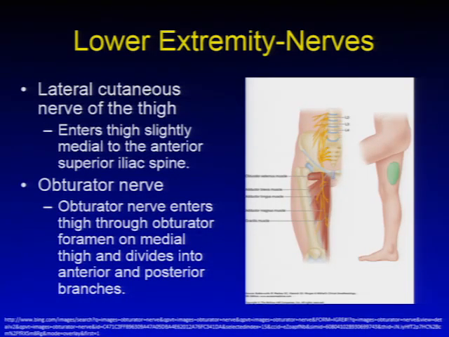The lateral cutaneous nerve of the thigh enters the thigh slightly medial to the anterior superior iliac spine. It provides sensory innervation to the lateral aspect of the thigh. The obturator nerve enters the thigh through the obturator foramen on the medial thigh and divides into anterior and posterior branches and provides sensation to the medial aspect of the thigh.